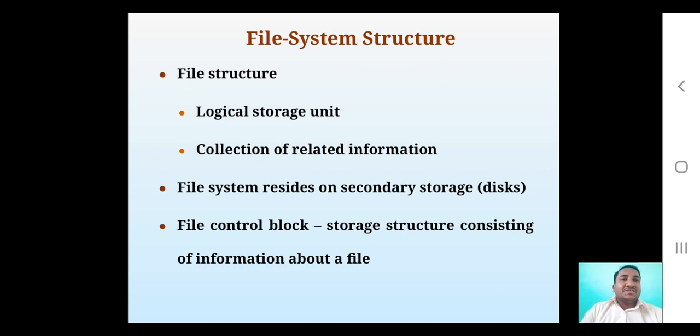Then, what type of structure will we have where the file is encoded? The file structure has two basic components. One is the logical storage unit, and it is intended to hold a collection of related information. So data is unprocessed, a way of having disconnected facts together.